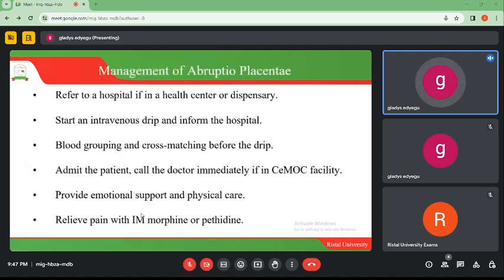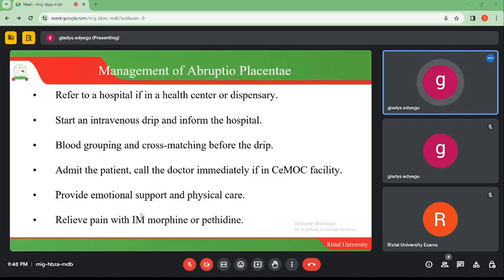Management of abruption continues. We say refer to a hospital if in a health center or dispensary, and that's why we talk about the CEmOC facilities. Start an intravenous drip and inform the hospital. If you're referring her to the hospital, put a line first before you send this mother, and make sure that you inform the hospital staff where you're sending this mother so that they can prepare adequately to receive her. Do blood grouping if you can, cross match if you can, before the drip, so that you can set everything, put the blood, put the fluids, and let everything be maintained so that this mother can survive. And when you do this, you can be able to save the life of both of these two people.